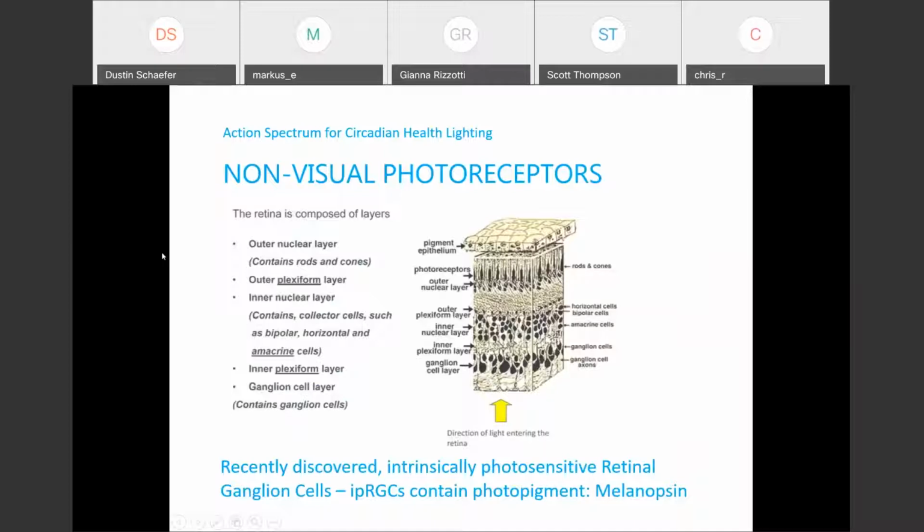So in our eye, this is a little diagram that shows a cross-section through the retina, which is composed of many layers. In this diagram, the yellow arrow on the bottom is the light entering the eye. There are recently discovered intrinsically photosensitive retinal ganglion cells, called ipRGCs, contained in the retina, and they have within them a photopigment called melanopsin, which is sensitive to light.